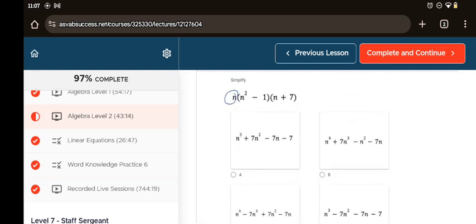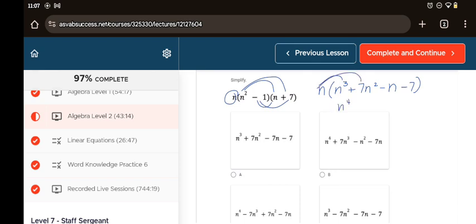Here's our final question. We hold this one to the end, right? n squared times n, let's hold it out here. n squared times n is n to the 3rd. n squared times 7 is positive 7n squared. Negative 1 times n is negative n. And negative 1 times 7 is negative 7. Here, I can't combine anything. This is 3, 2, 1 with the exponents. So now I'm just going to distribute.